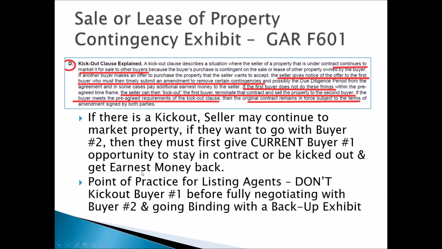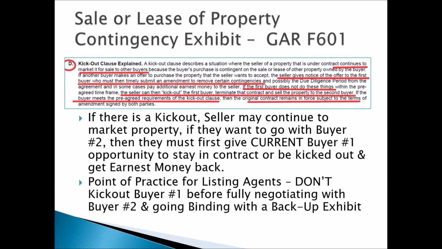All right, the next part of this is the kickout clause. So basically, a seller's like, okay, buyer, I'll take your contract. I understand that you have to sell your current home, but the only way I'm going to take your contract over another contract is if we include the kickout clause. And basically what the kickout clause means is, okay, in order for me to take your contract, you have to allow me the opportunity to continue to market my home for sale.